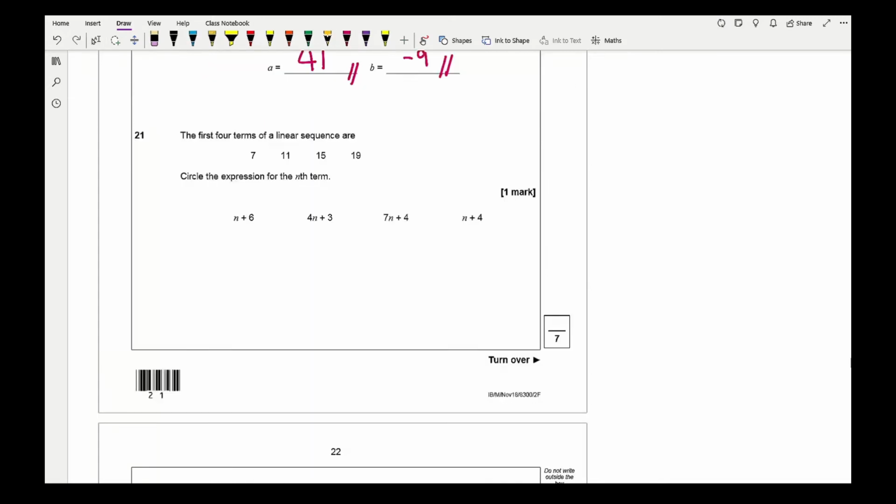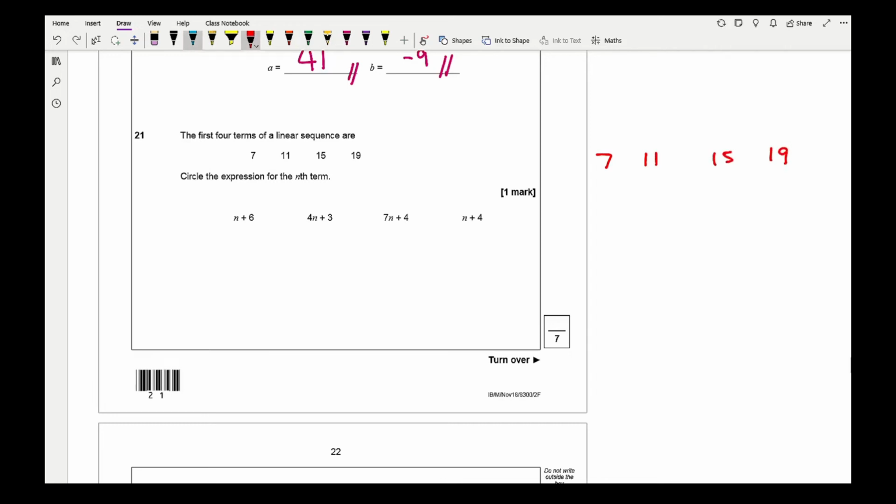At question 21, which is looking at sequences, it says the first 4 terms of a linear sequence are 7, 11, 15, 19. Circle the expression for the nth term. Now for this, first of all, how do we find the nth term of a sequence? Well, let's just quickly go through it.